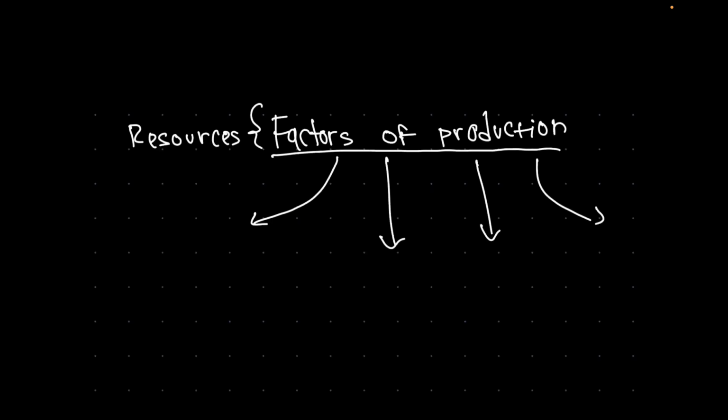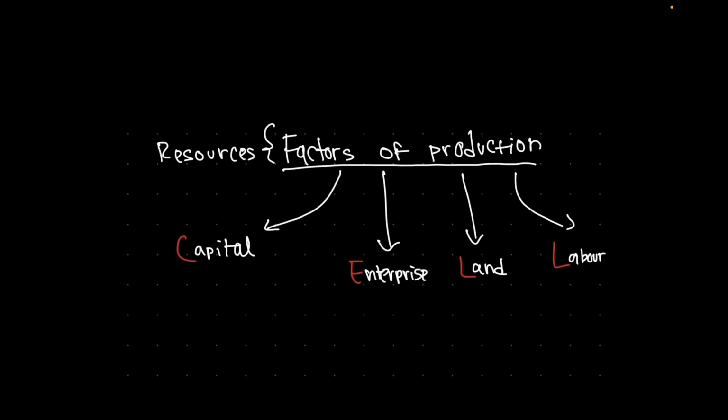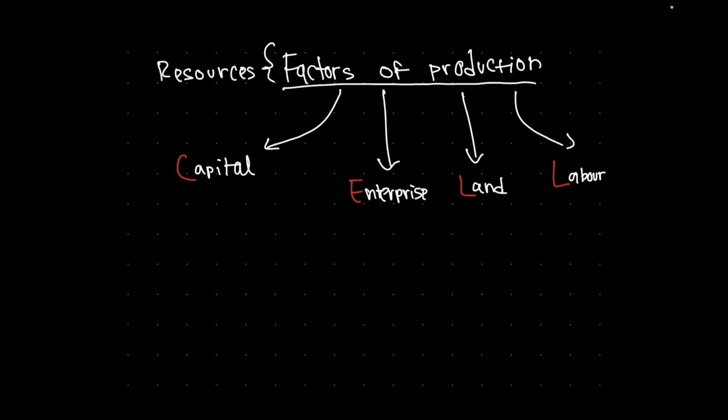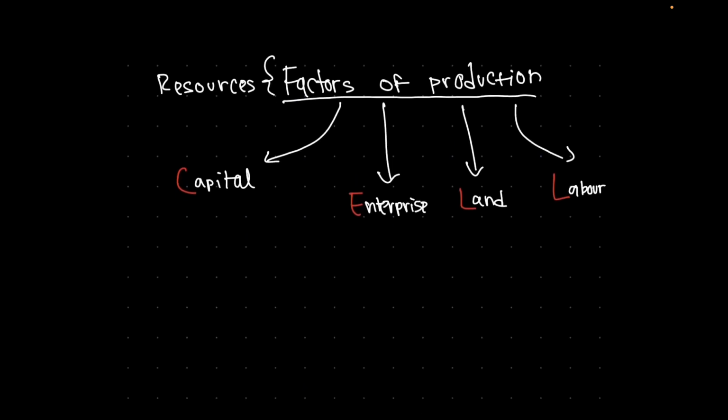So I like to think of this in terms of SELL. Now what does SELL mean? SELL refers to capital, enterprise, land, and labor. So now these are the four main factors of production, or the resources that are used in producing goods and services. Now let's zoom into each and every one of them.